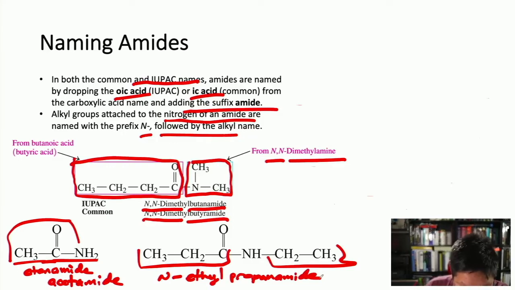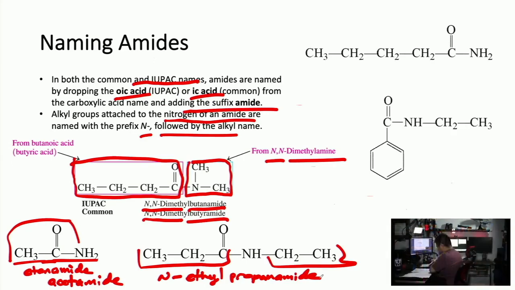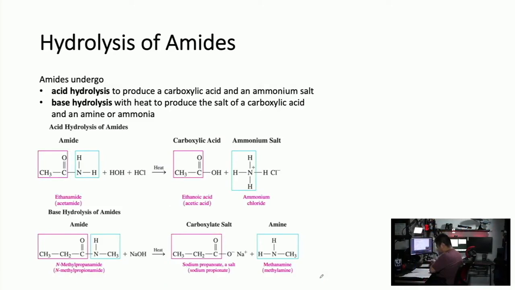So there's a reaction, of course, that you can do with amides, just like you can do with amines. And that is the hydrolysis of amides. If I can get to that slide. There we go. Hydrolysis, remember, water, lysis. Breaking apart amides with water. It can undergo acid hydrolysis or base hydrolysis. And what it produces is the carboxylic acid and ammonium salt.